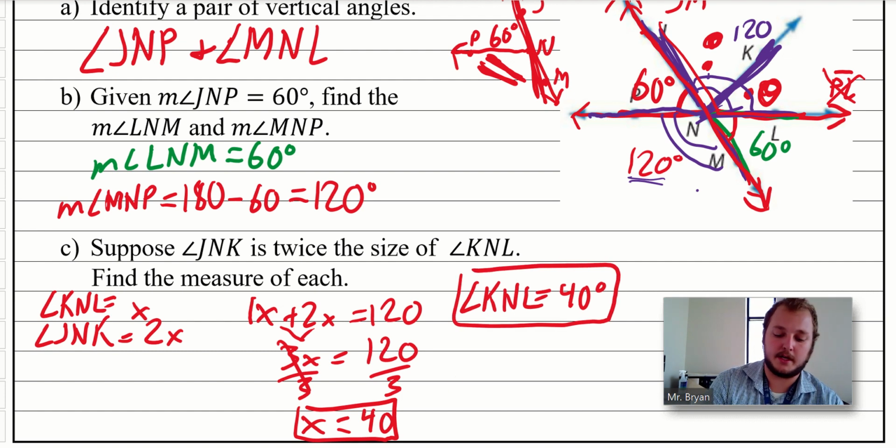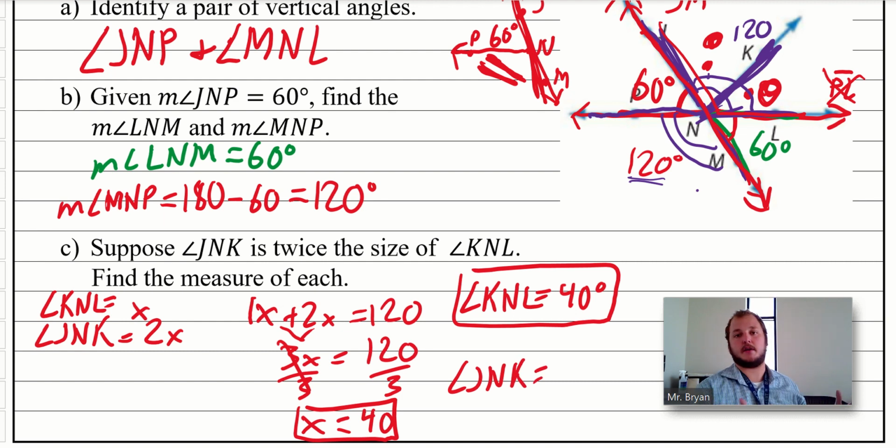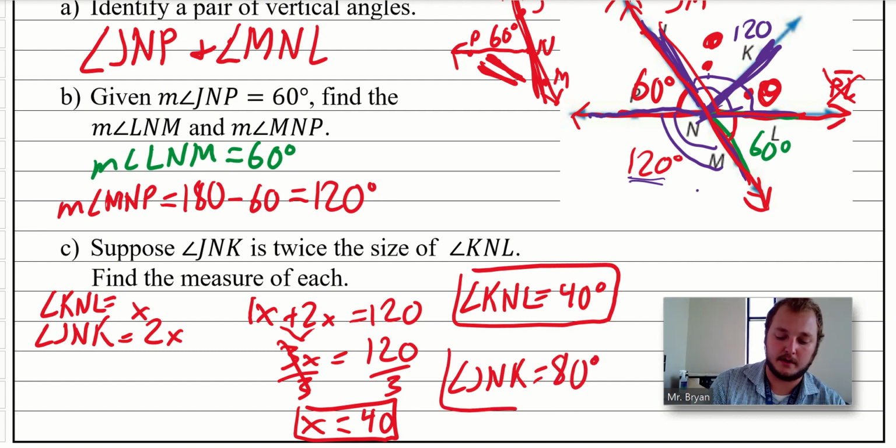Okay, on angle JIK, we know it's just going to be twice the size of that, or just 2 times that. So in this case, all I need to do is take 40 and multiply by 2. And that's going to give me 80 degrees.